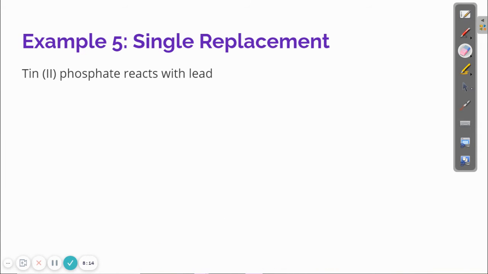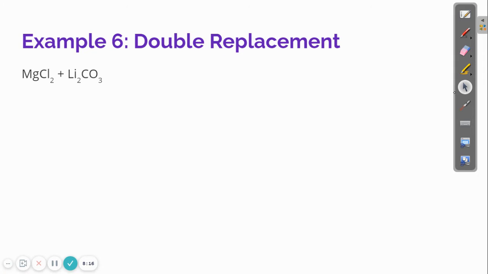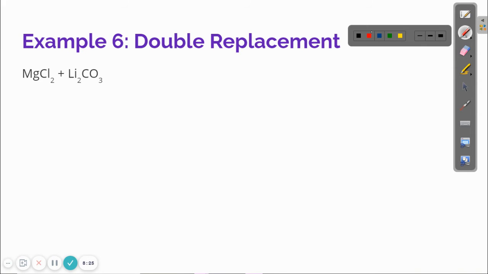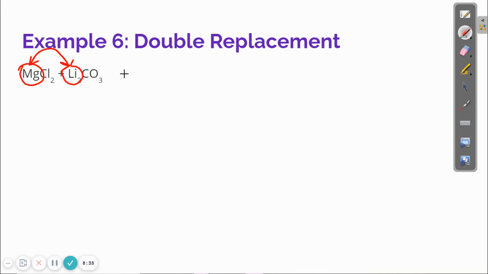All right, so now let's do some double replacements. In this first double replacement, we have magnesium chloride with lithium carbonate. So we're going to switch them and then have to crisscross everything. So magnesium and lithium, we're just going to trade places. We're going to leave the anion, non-metal, polyatomic part by itself. We're going to leave that where it is.